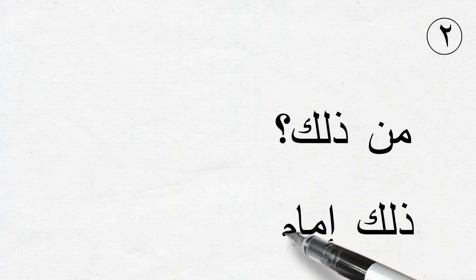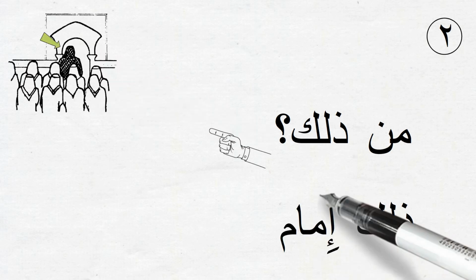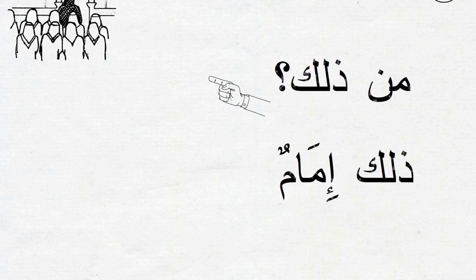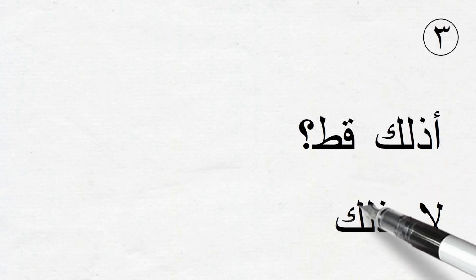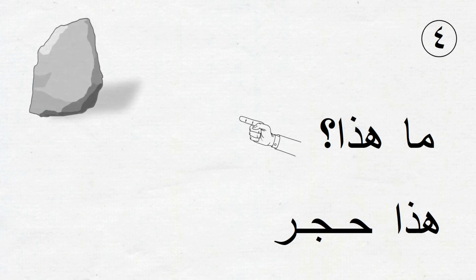Number 2. من ذلك؟ ذلك إمام. Who is that? That is an imam. Number 3. أذلك قط؟ لا، ذلك كلب. Is that a cat? No, that is a dog. Number 4. ما هذا؟ هذا حجر. What is this? This is a stone.